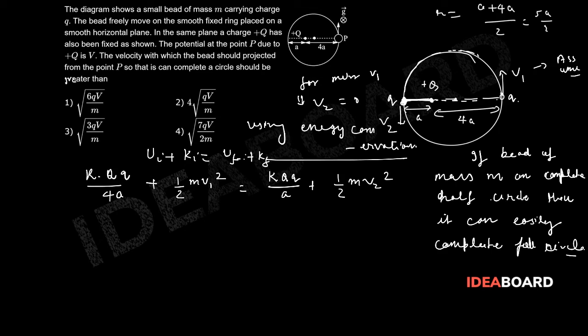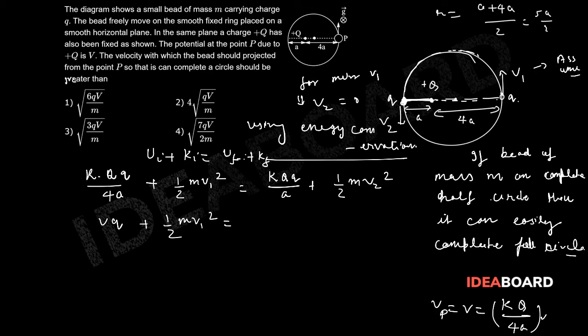Now we know that potential at point P is given, which is Vp is equal to V, and which is kq by 4a. This is given in the question. So that means kq by 4a is equal to V. So we can substitute the value. kq by 4a will be equal to V. So this will be Vq. This will be half m v1 square. This will be kq by a.